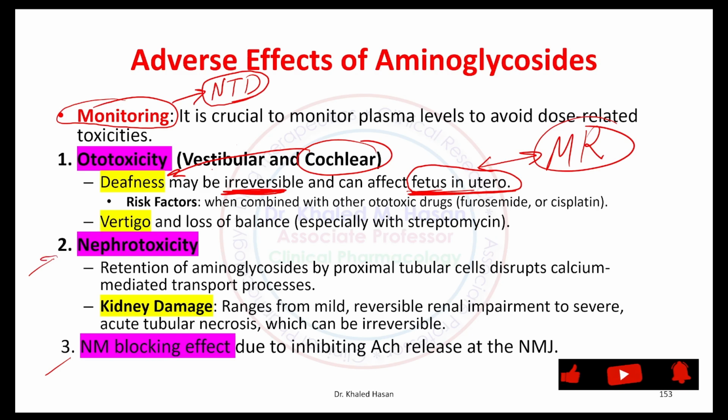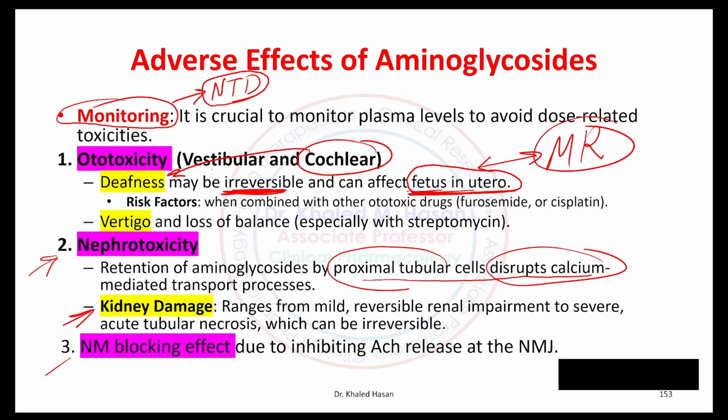Regarding nephrotoxicity, they said the aminoglycoside will be retained in the proximal tubules and disrupt the calcium-mediated transport system. So the aminoglycoside will be kept in the proximal tubules and disrupt them. The aminoglycoside may cause kidney damage, and this kidney damage could be mild and reversible, but if you persist with the treatment, this will lead to severe acute tubular necrosis and could be irreversible.